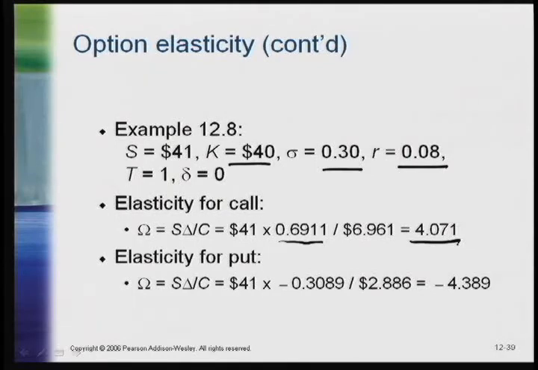On the put side, it's negative. The delta is negative, negative 0.3. A dollar change in the stock price creates about a 30-cent change in the put price, but when we do the calculation for the omega, we find that the omega of the put option is around -4. So if stock price goes up 1%, the put price goes down about 4.39%.